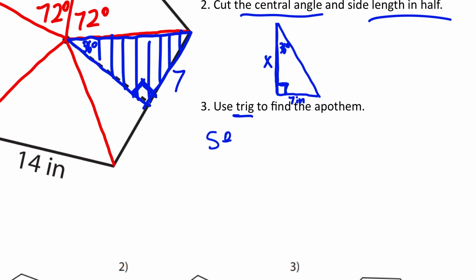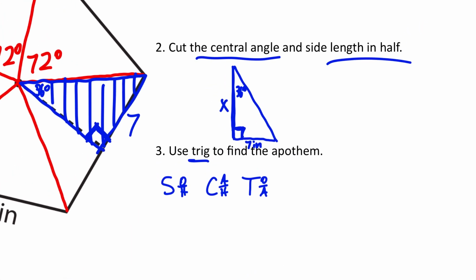Remember, SOHCAHTOA. Now, let's go back up to this triangle right here. Here's the angle that I'm dealing with. Which side is the H? The H is the hypotenuse. Remember, I'm labeling H, A, O. The adjacent is the one that touches the angle. So which one's the adjacent? X. And which one's the O? The 7.